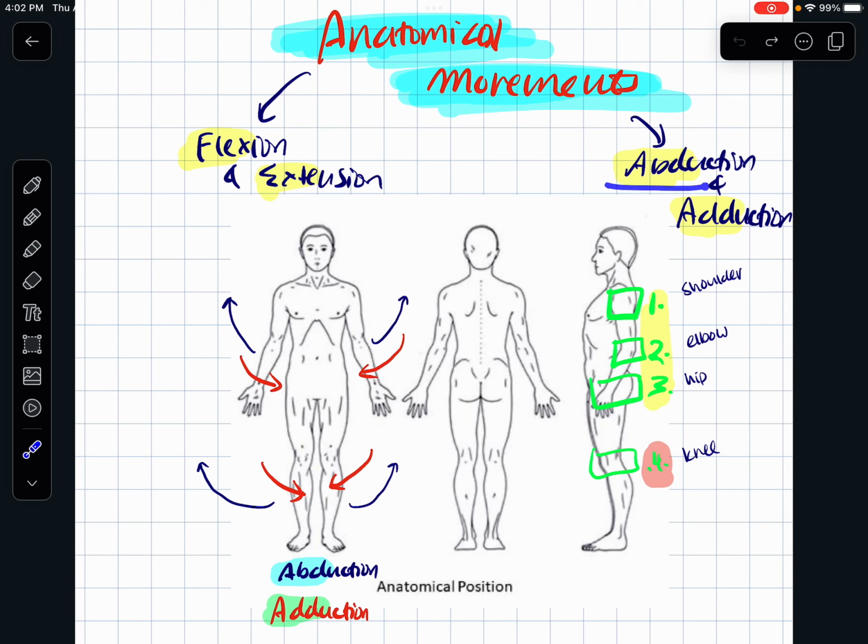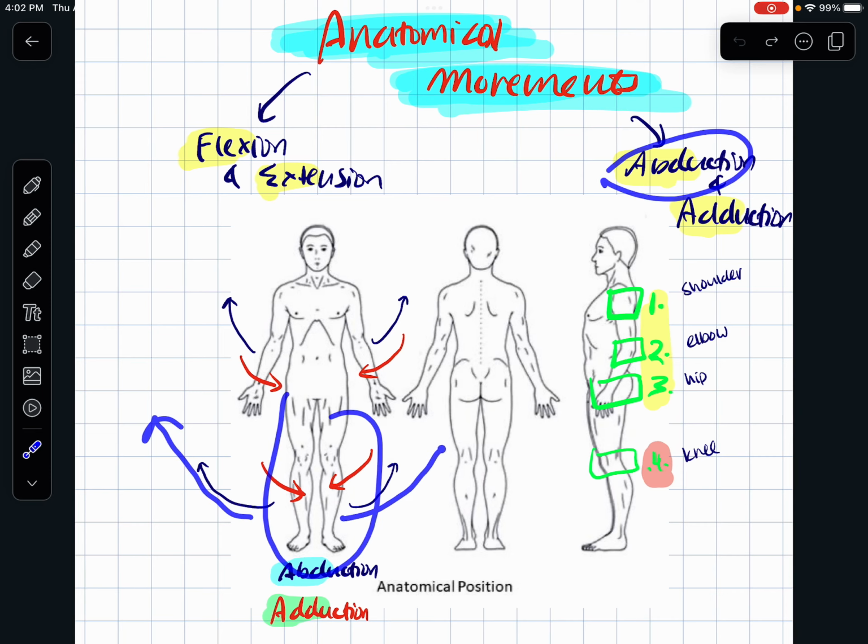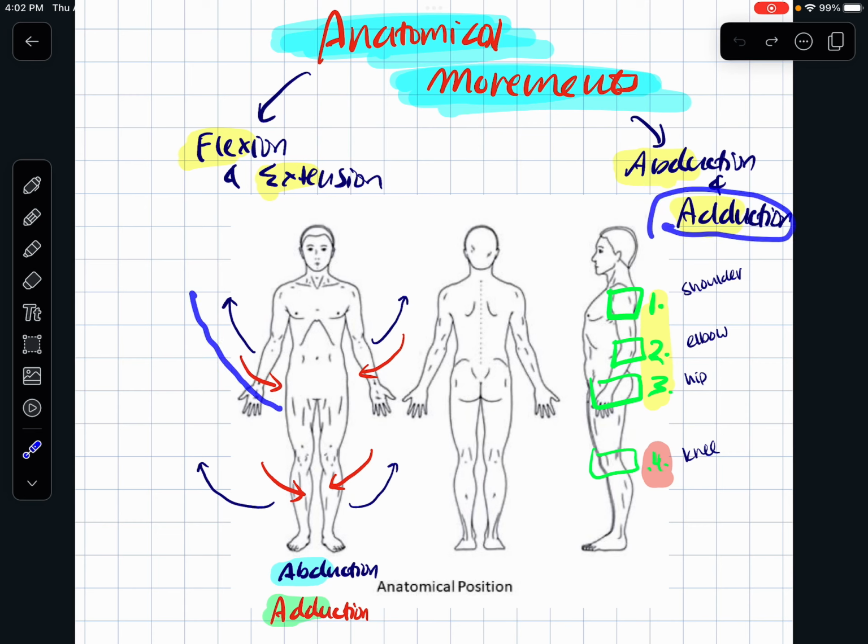So the thing with abduction, you can imagine it as an alien abducting you. And you know how you have the UFO and it's abducting your arm. So that's why in abduction, you lift your arm away from your body. The same thing happens with your lower limb. During abduction, you lift your legs away from your body like this, sideways of course. And the same applies with adduction, but opposite. So if you're talking about adduction, you're moving the limbs towards the midline of your body. Same goes for the lower limb. If it's adduction, you move the limbs towards the midline of your body.